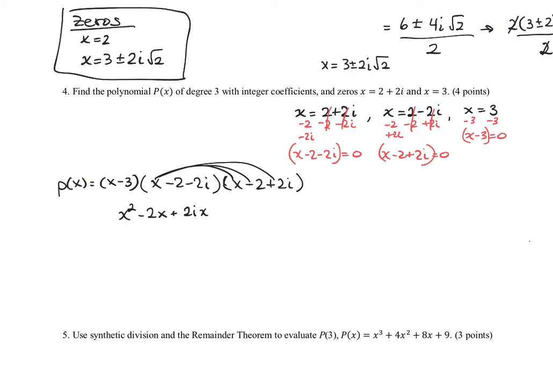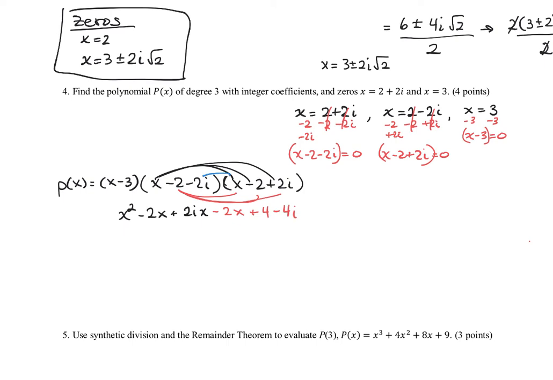Now we multiply the negative 2 and distribute it into that parenthesis. So negative 2 times x is negative 2x. Negative 2 times negative 2 is positive 4, and negative 2 times 2i is negative 4i.